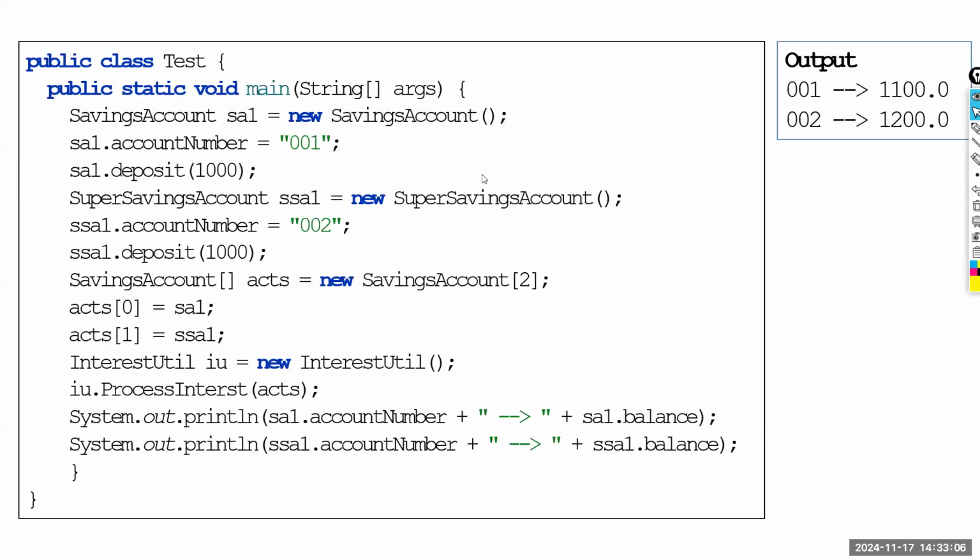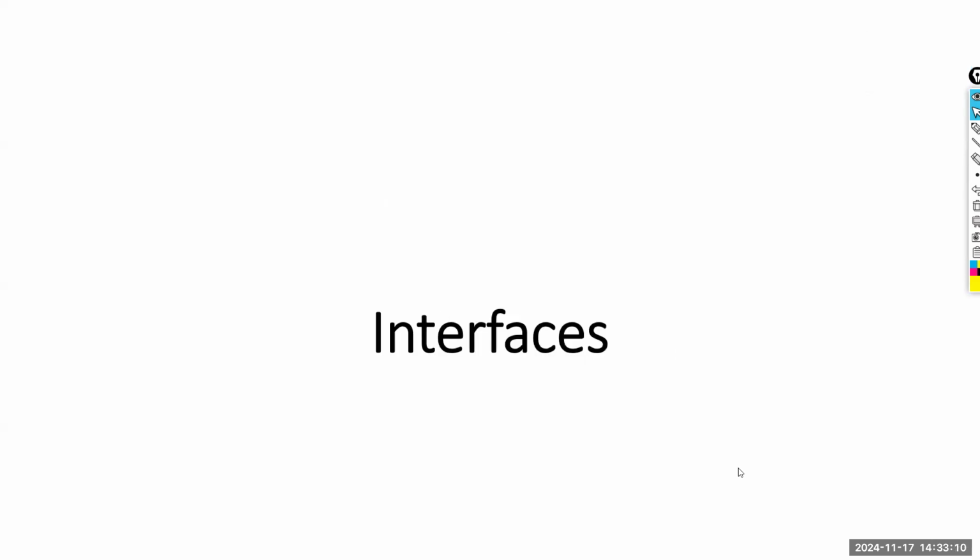And this is our test code. Any questions up to this point? Because now 50% of the polymorphism is done. So you will appreciate this.